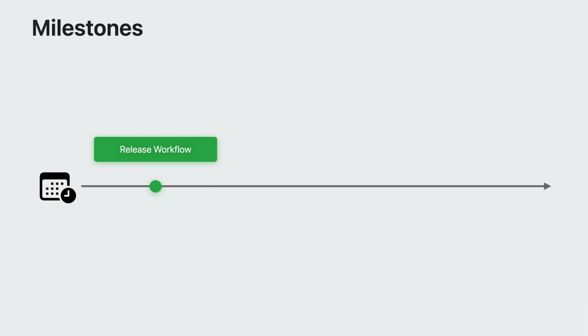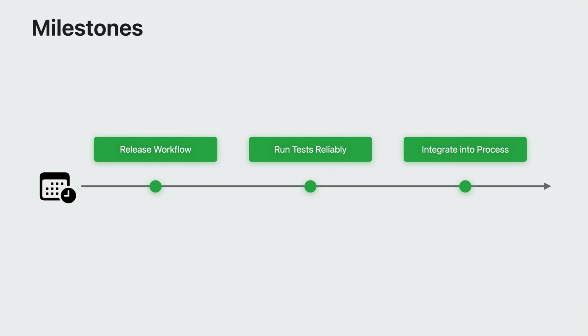Instead of looking at workflow configuration, let's look at what those milestones might be. My recommendation is to split this migration into distinct milestones. The first step is creating a workflow that builds a version of the app that can be released to the App Store. The second is to get tests working reliably. The third is establishing the remaining workflows that match and improve the team's development process. We'll look at each of these steps in detail, beginning with creating a release workflow.